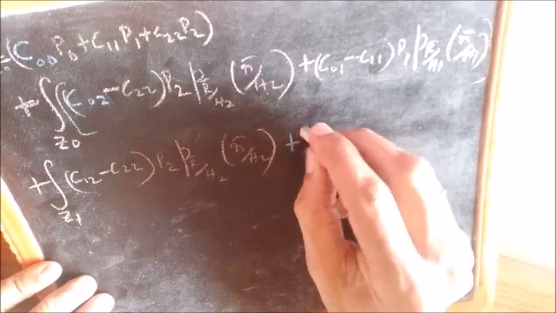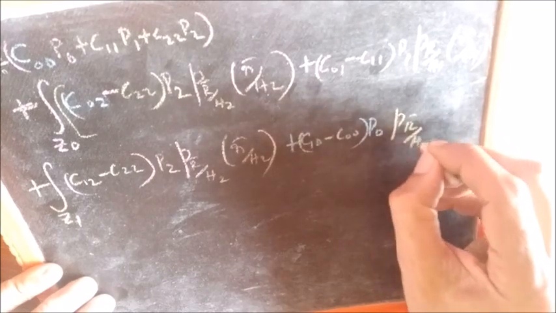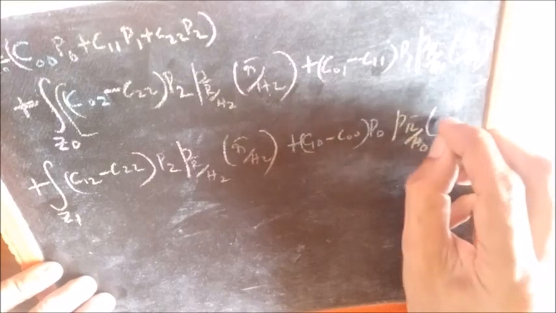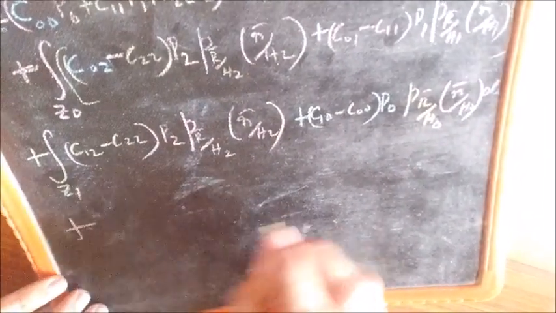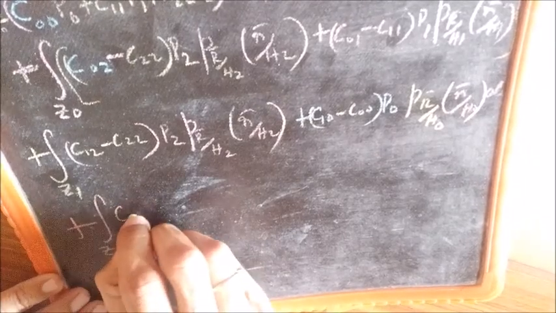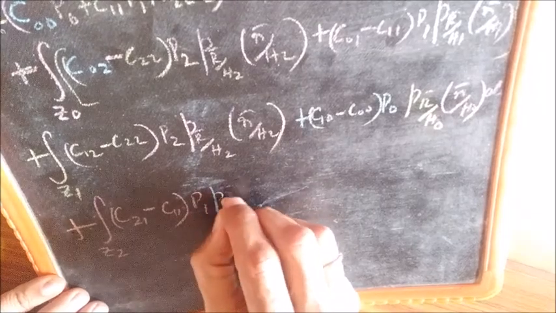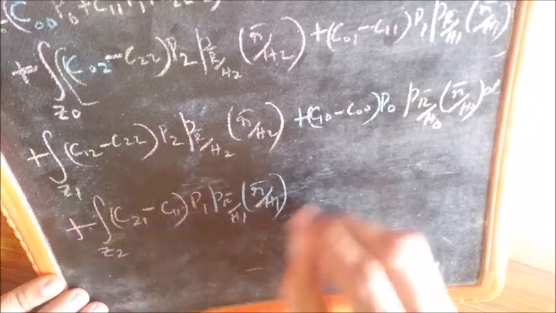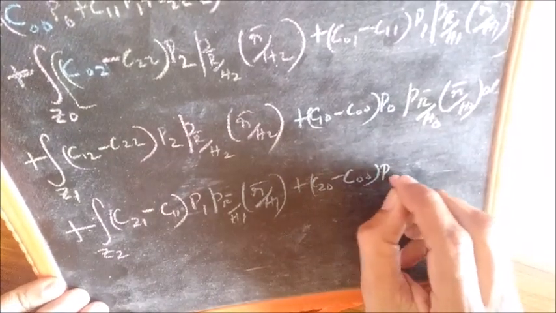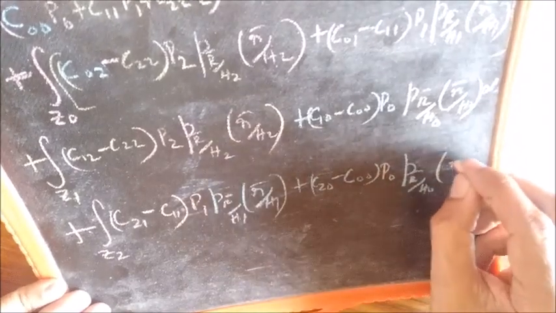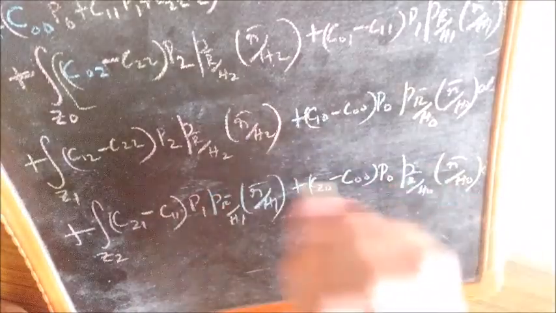plus (C10 minus C00) P0 PR given H0 dr, and then plus integral over the region z2, (C21 minus C11) P1 PR given H1 plus (C20 minus C00) P0 PR given H0 dr. So this is how you can rewrite the risk by doing these lengthy but simple manipulations.